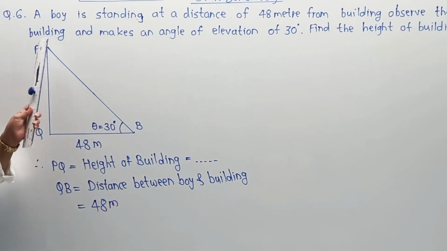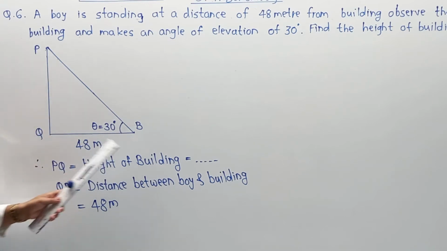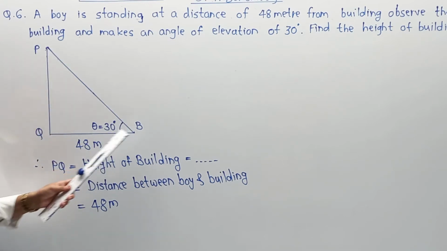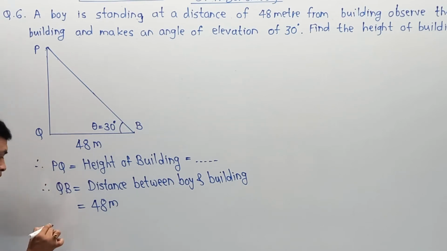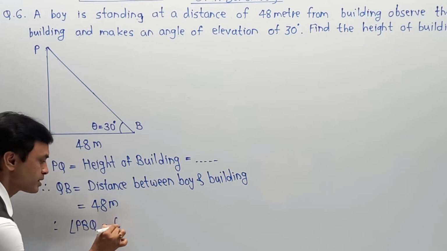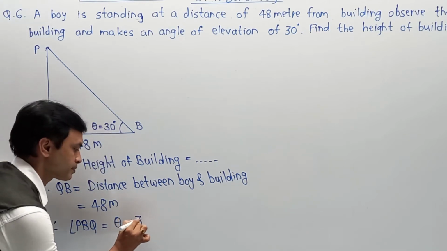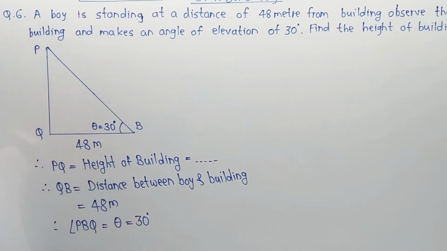Next, they have given angle PBQ. I am writing this angle because in the nomenclature I have mentioned it. Angle PBQ is nothing but theta of our numerical, and that is 30 degrees. You can also call it the angle of elevation. And now our target is to find PQ.